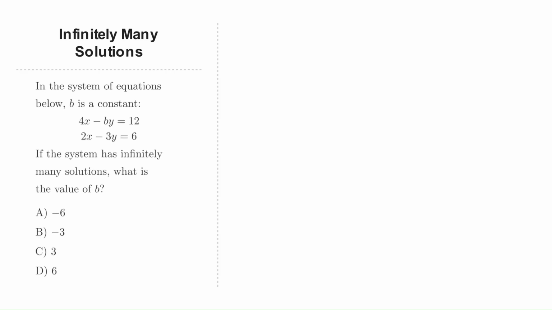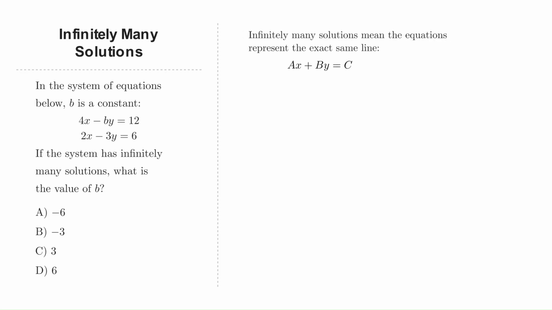Now, we will solve for a missing constant in a system of linear equations that has infinitely many solutions. For a system to have infinitely many solutions, both equations must represent the exact same line. This means their coefficients and constant terms in standard form, ax plus by equals c, must be proportional.